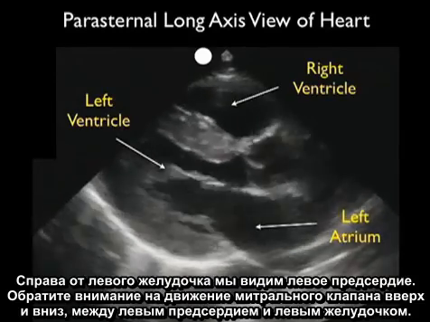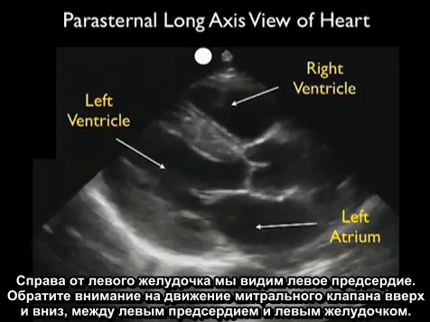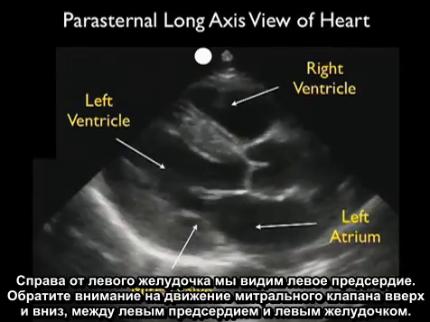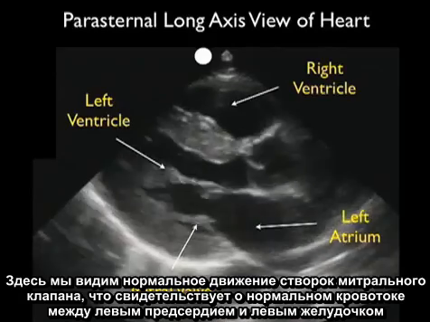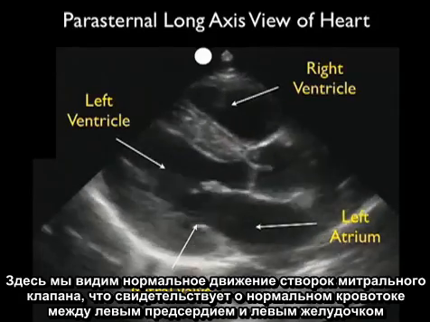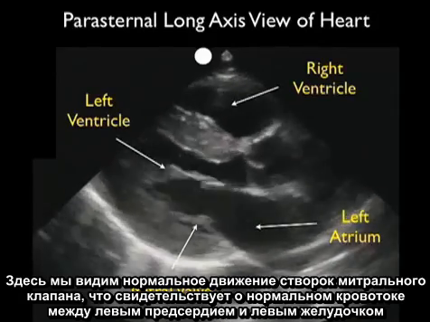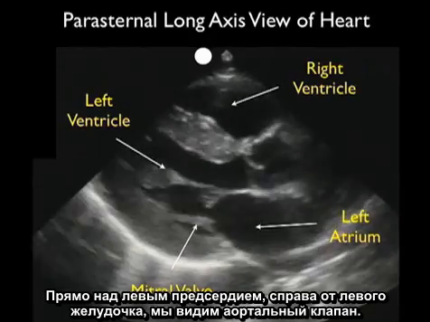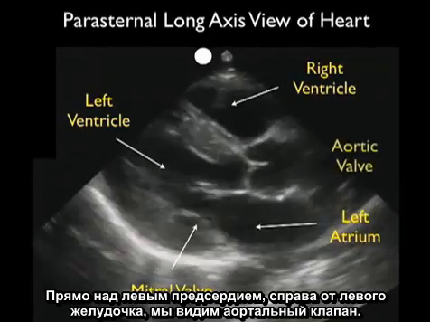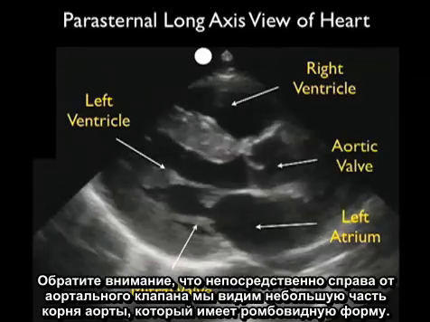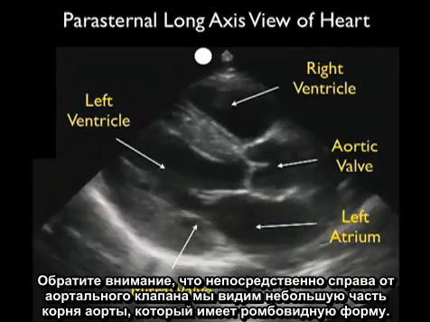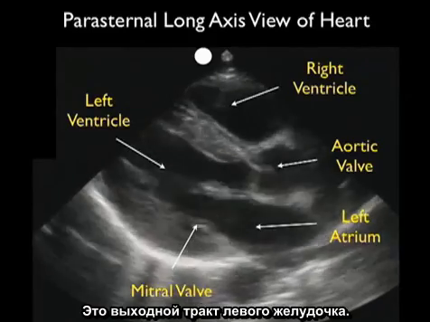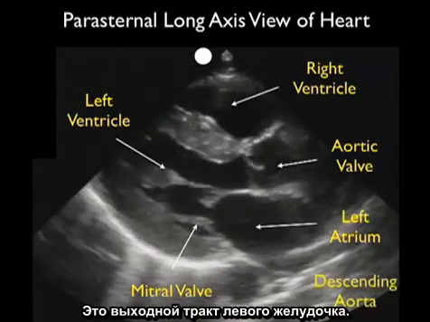We see the left atrium to the right of the left ventricle, and notice the mitral valve flipping up and down in between the left atrium and the left ventricle. We see here good movement of the mitral valve, indicating a good amount of blood flowing between the left atrium and the left ventricle. Now just above the left atrium and to the right of the left ventricle, we see the aortic valve, and notice there, just to the right of the aortic valve, a little bit of the diamond-shaped aortic root. This will be our left ventricular outflow tract.